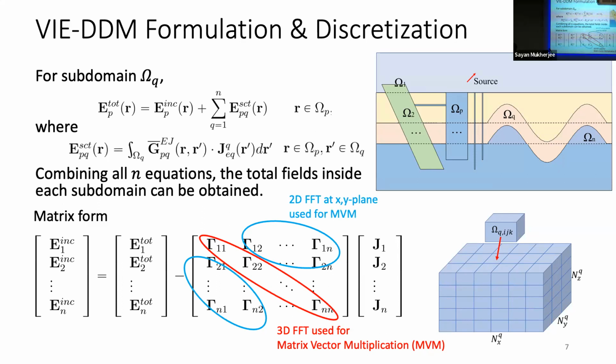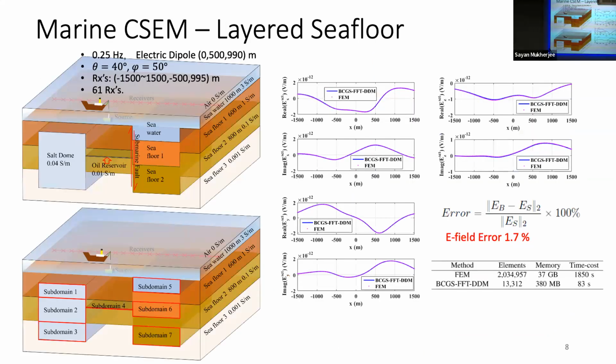Here I show results using this method, in the scenario of marine controlled source electromagnetics. In this case, we have a very large salt dome, a submarine fault, and a relatively thin oil reservoir. First, as we mentioned, we split these objects into 7 subdomains and then use our methods. With our methods, compared with the commercial software COMSOL Multiphysics, we can achieve an error as low as 1.7%, and it's much more efficient.